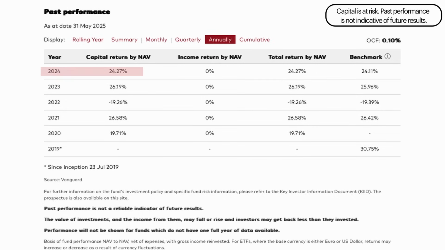Now, when we look at performance, because it's predominantly a US equity-weighted fund, well, actually it's performed pretty well in 2024, providing a rate of return to investors of 24.27%. However, as this is a pure equity fund, it can be quite volatile too. Within 2022, it was actually down by 19.26%. But overall, we've got a big tick in the box for equity market exposure across the US and Canada.